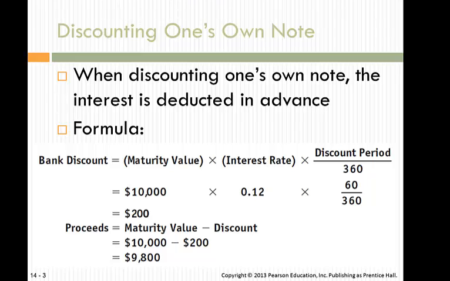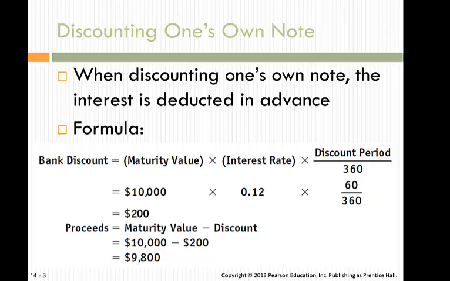The formula for bank discount is maturity value times discount rate times discount period. In this case, the discount rate is the same as the regular interest rate of 12%. Therefore, we have the bank discount equals $10,000 times 0.12 times 60 divided by 360. So the bank discount equals $200.